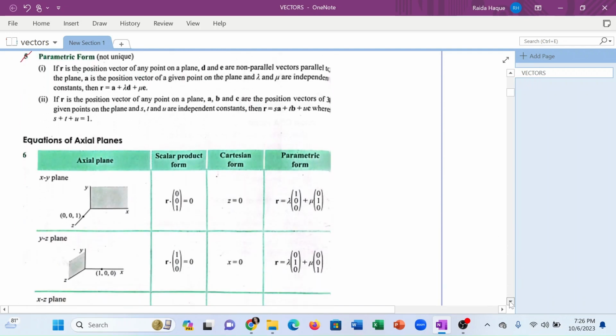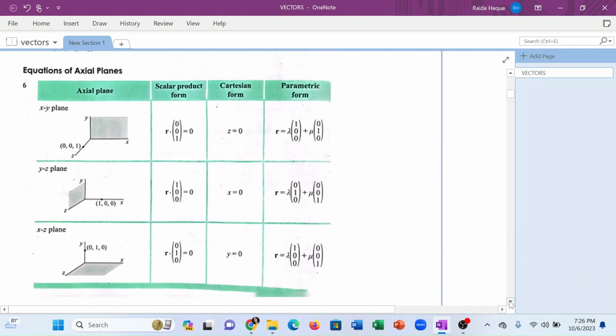Now we have the equations of axial planes. This is purely for your understanding, to build up your concepts. And when I say that it actually helps, it actually does help. Okay, so you need to know about this, but they will never ask you to write the equation of an axial plane. They'll never tell you to define what an axial plane is. So you do not even need to know what an axial plane is.